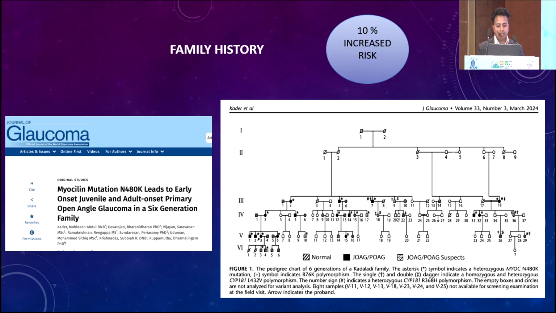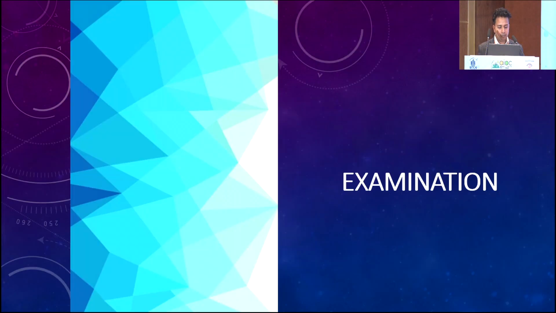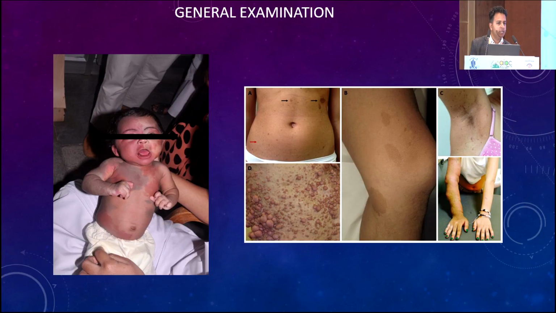And here we have done a study in our institute which shows 6 generations of patients having juvenile open angle glaucoma, with a documented N480 mutation. Examination should start with a general examination, and systemic and ocular correlation has to be done. Here you can see a child with phakomatosis pigmentovascularis, and another with neurofibromatosis.